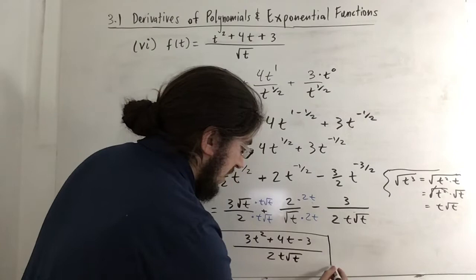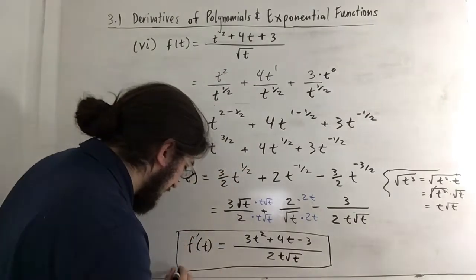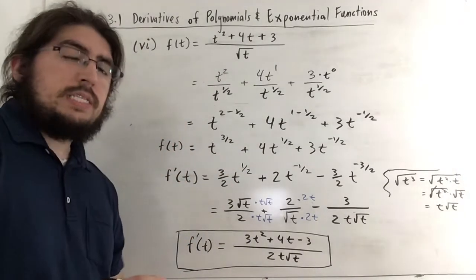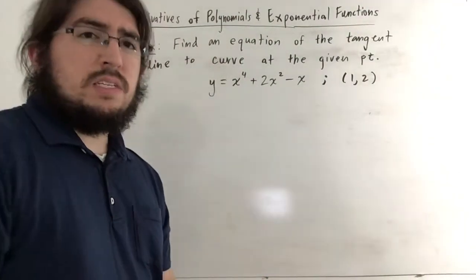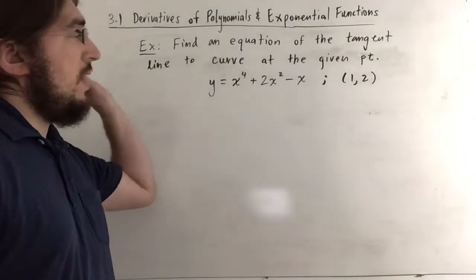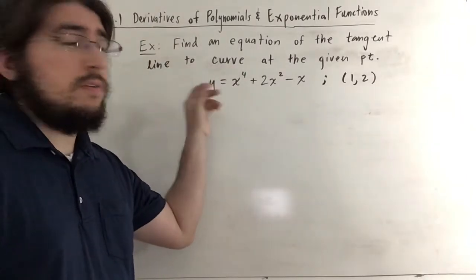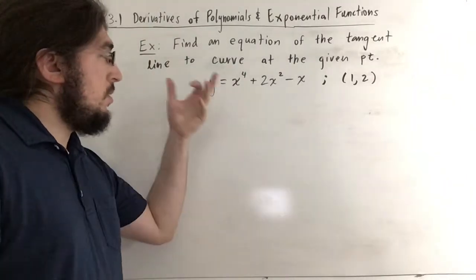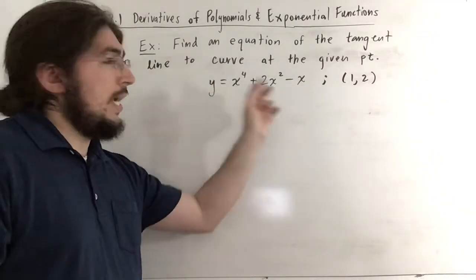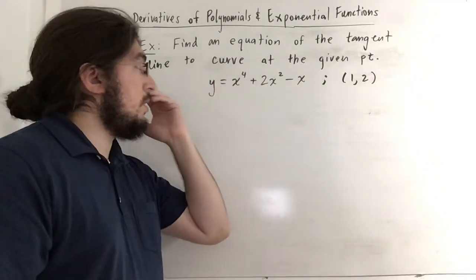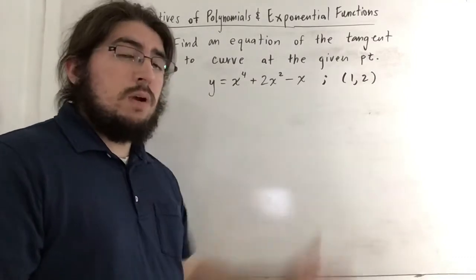I was going to leave it at this as far as being the last example, but there's one more example that we deserve to see, and let's see that right now. Okay, so this is the last problem for this video. Here I'm asked to find an equation of the tangent line to the curve at the given point. So the curve has the equation y is equal to x to the 4 plus 2x squared minus x, and the point is (1, 2).